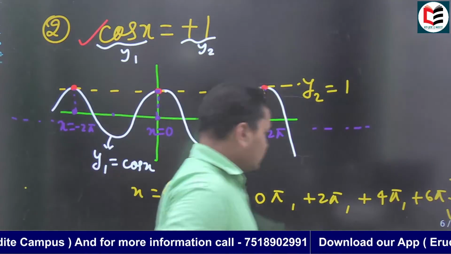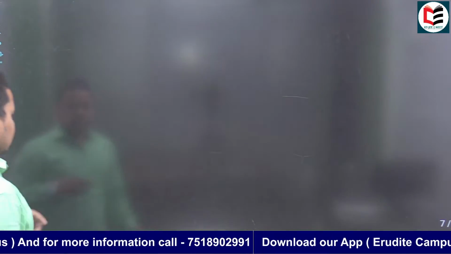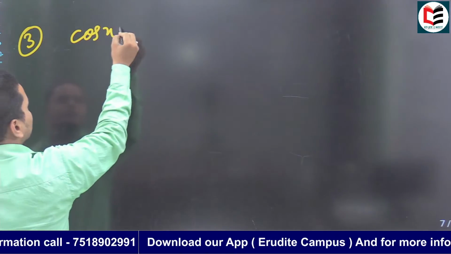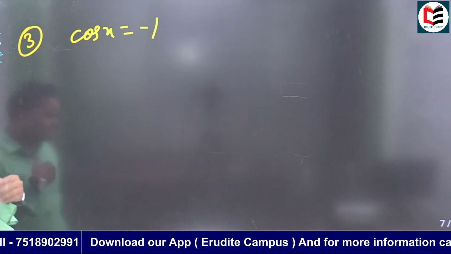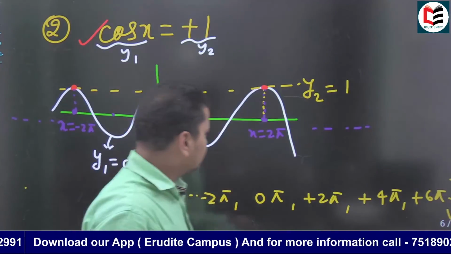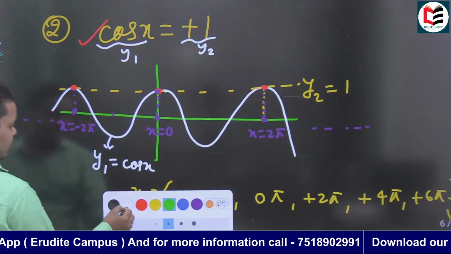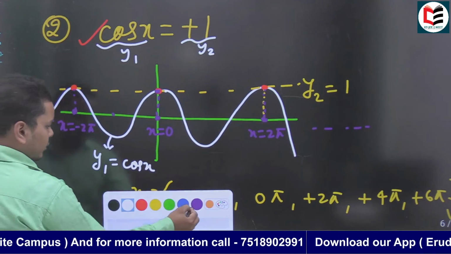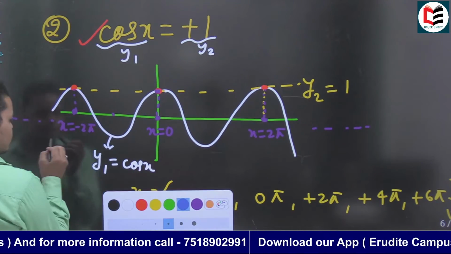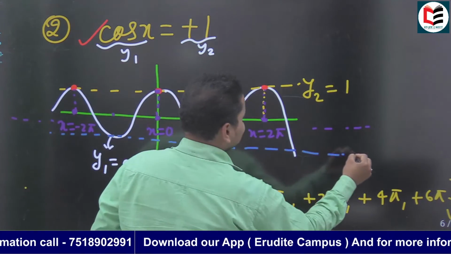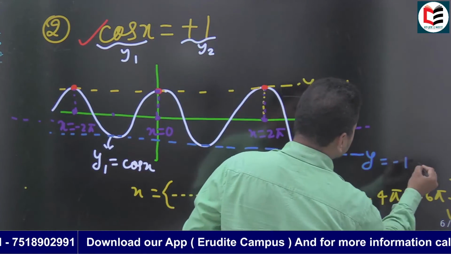All right. Now the last equation, equation number 3, that is cos x equal to minus 1. I will solve it in this graphical method only, in this graph only, by drawing the graph of y equal to minus 1. This is y equal to minus 1.